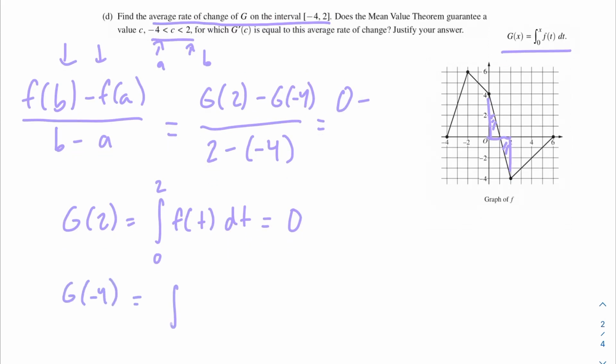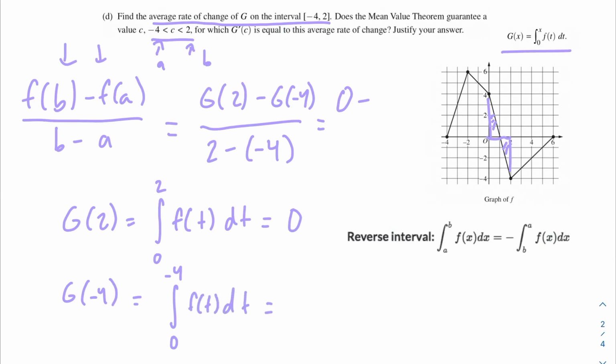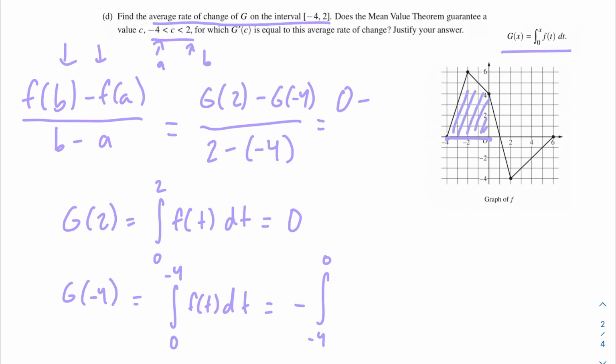So that's going to be the integral from 0 to minus 4 of f of t dt. We can use the rule that says that we can flip our bounds if we just add a negative out front. So I think this makes it a little bit easier, makes it a little bit more sense that we're moving from left to right. And so now we want to find the area under the curve from minus 4 to 0, and that would be all of this here.